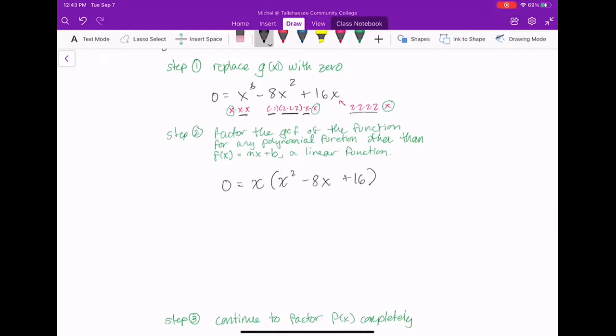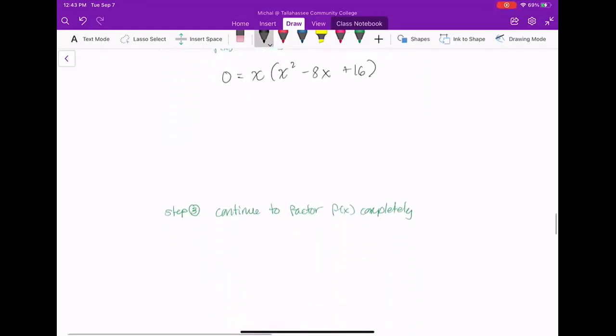That's been factored out. And the next step is to continue to factor f of x completely. So to factor completely, what I want to do is check inside my parentheses here and see if this trinomial can be factored. And it can. I know that because it's possible to find two numbers that multiply to be 1 times 16, or 16, and add to be negative 8. And I'll show you how to do that right now.